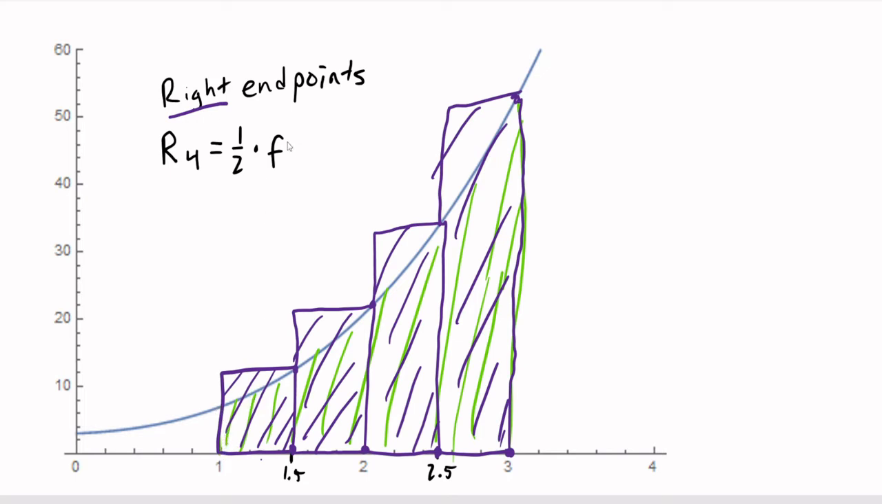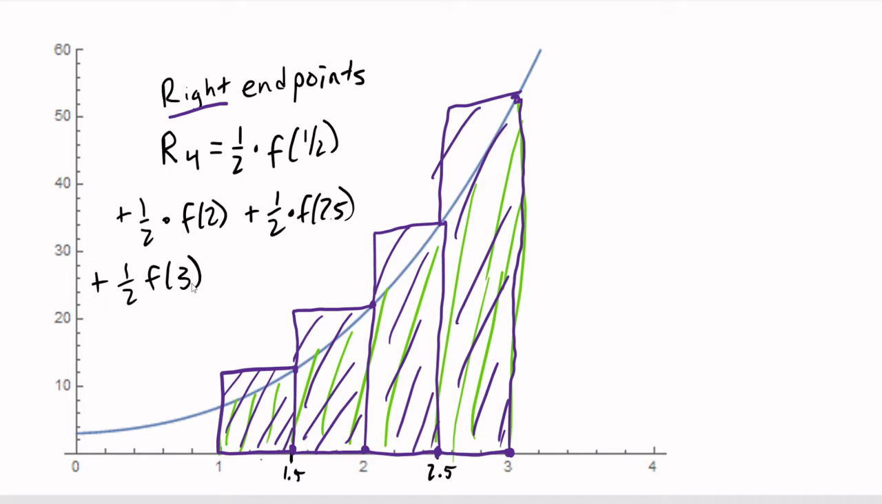No, this time it's f of 1/2 because I used the right endpoint. That's my height. Plus 1/2 times f of 2 plus 1/2 times f of 2.5. That's this rectangle. See, it has height f of 2.5. And then lastly, I'll have f of 3. Notice I finally used 3, right?